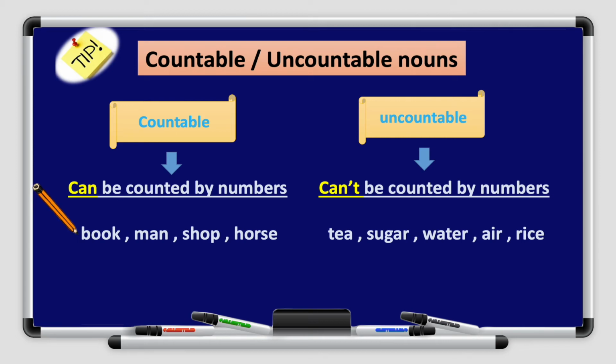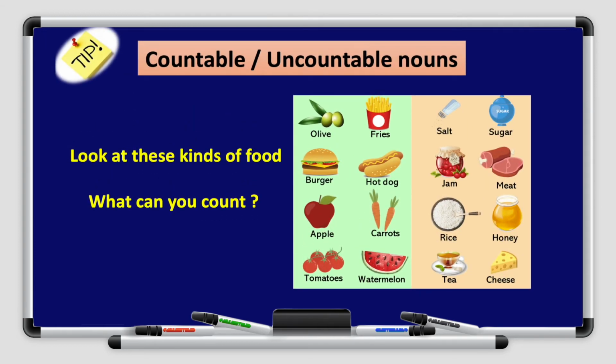I can count these nouns. I can say books, men, shops, horses, while the uncountable nouns are like tea, sugar, water, air, rice. There is no plural form for these nouns. Don't worry, it's easy, but you need to concentrate well. Look at this picture with me. We have kinds of food. What can you count here and what can't you count? Think of it and decide what you can count.